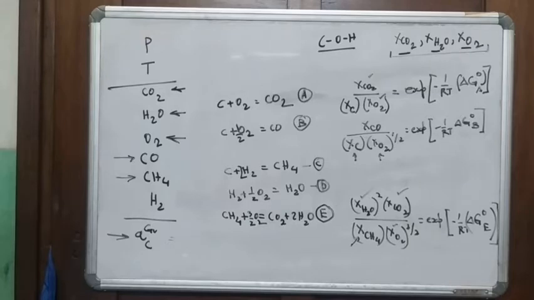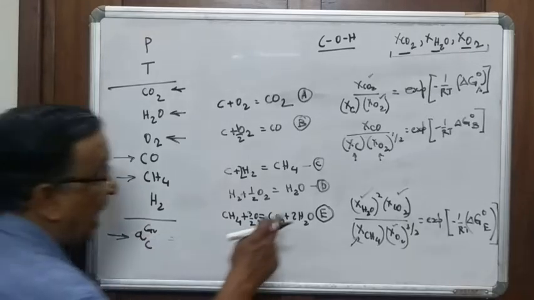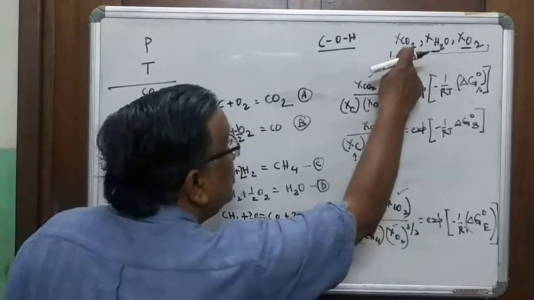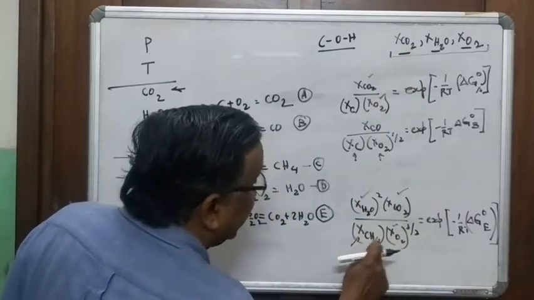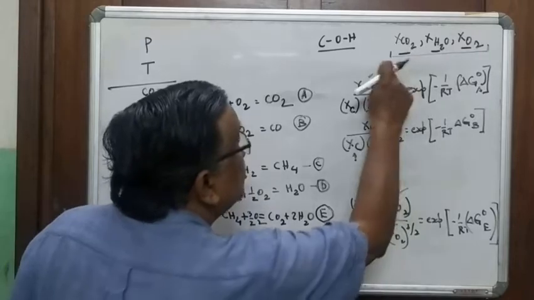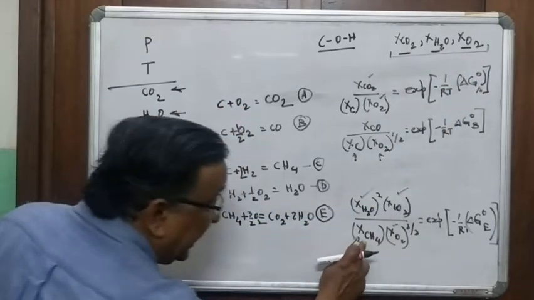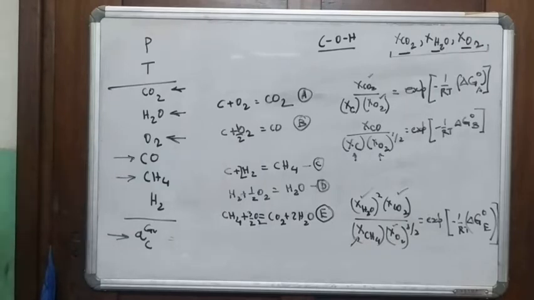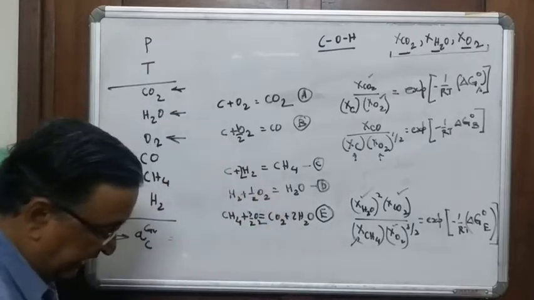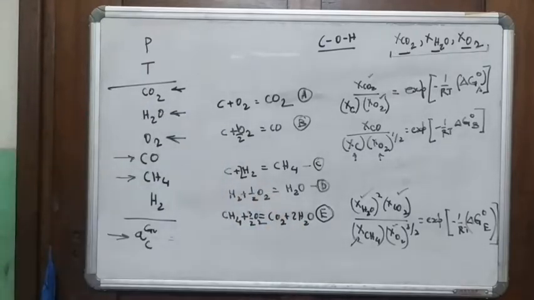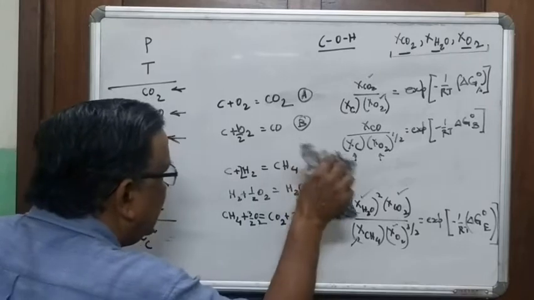Have you understood? I can find out XCH4 because I know XCO2, XO2 and XH2O. All three are input variables. So I can find out XCH4, the only unknown. And now I am left with H2. Now you see, I will erase D.